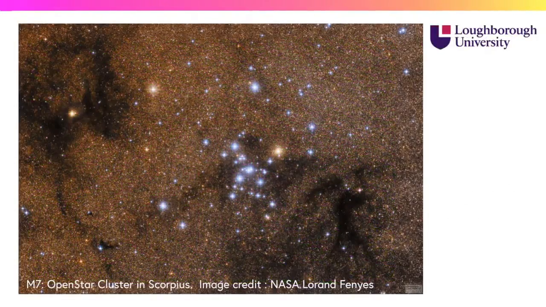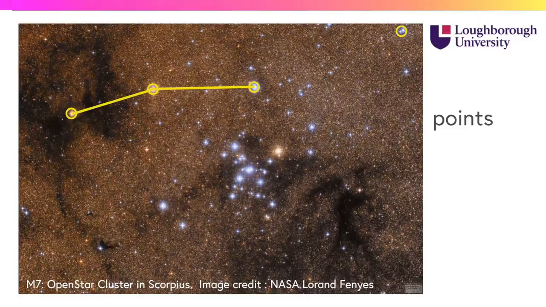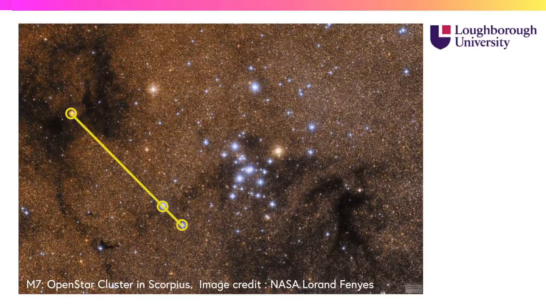In this image, we can see M7, an open cluster of stars in the tail of the constellation of Scorpius. We can identify the stars as points. If we draw lines through the points, we can link 2 or more stars with lines. Depending on how the stars are aligned, it may be possible to draw one line that links more than 2 stars, as we've done in this example. Are you able to draw a straight line that links more than 3 stars?